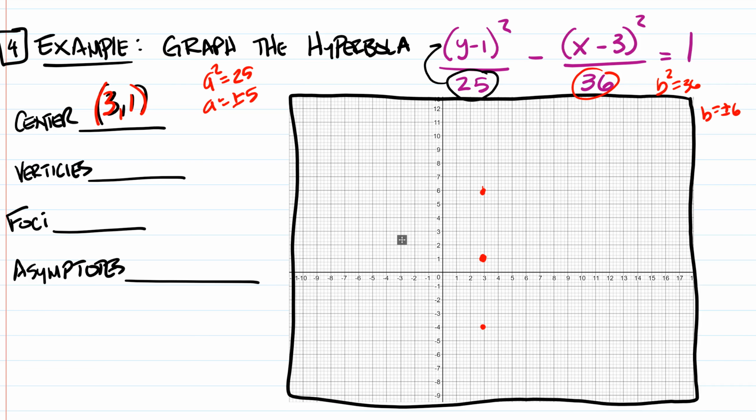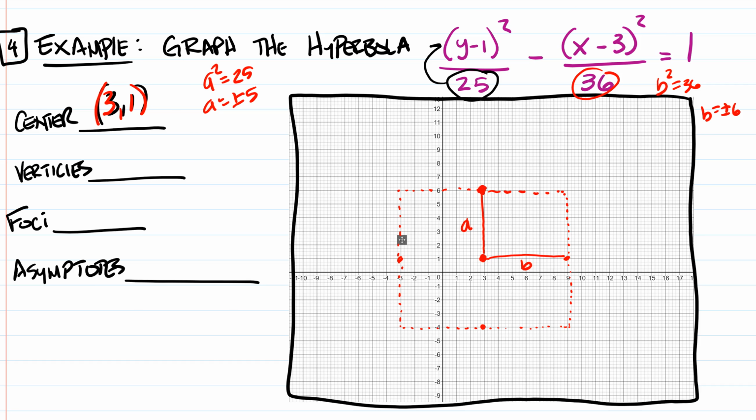So from the center, we'll go out 1, 2, 3, 4, 5, 6, put a point, and then 1, 2, 3, 4, 5, 6, and put a point. Now that's enough to draw your box that gives you the shape of the hyperbola here. Okay? So there's my box right there. So remember that this distance is our A distance, and this distance right here is our B distance. Okay? So our slope of this thing is going to be A over B. All right? So we're going to keep that in mind.